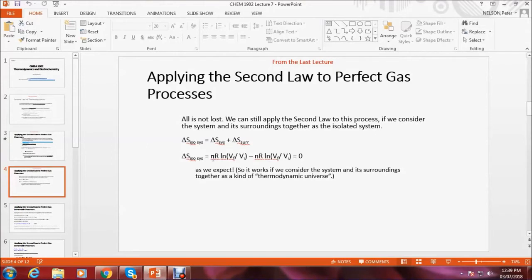Now we just showed that the entropy change for the system could be nRT ln V final over V initial. Clearly, remember that the system is in its surroundings, so any increase in entropy of our system will result in a decrease in the entropy of its surroundings by the same magnitude. However, it's a decrease, and so it is negative.